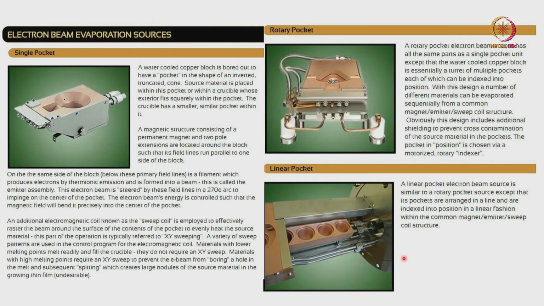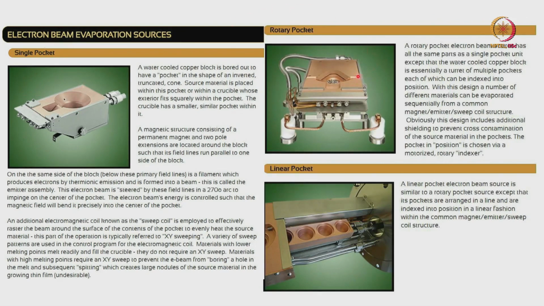Now when we talk about e-beam evaporation, we also have to understand what different evaporation sources there are. One is a single pocket source, as you can see on the left side here. Then there is a rotary pocket, which is over here, and finally there is a linear pocket. In a single pocket, as the name suggests, you can only have one particular source material.